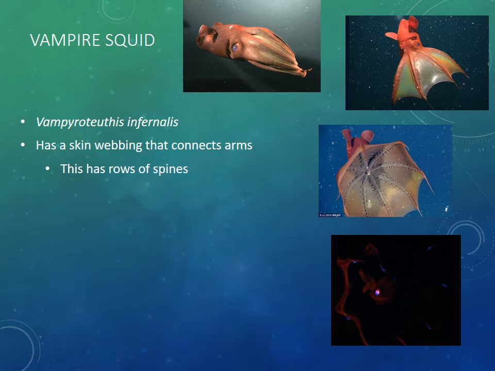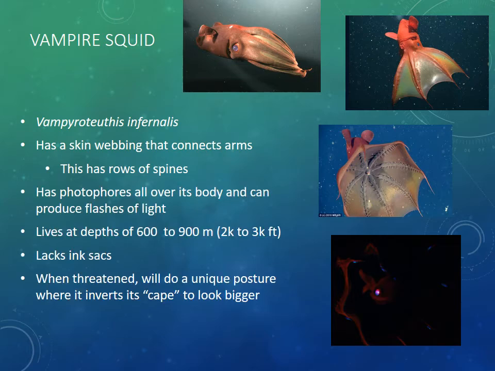And they don't have ink sacs because they already live in the dark, so ink's not going to do a whole lot of good necessarily. So they have other ways to avoid predation besides just the ink. And so that's that cape behavior that they do to try and avoid predation. And so they're really cool.